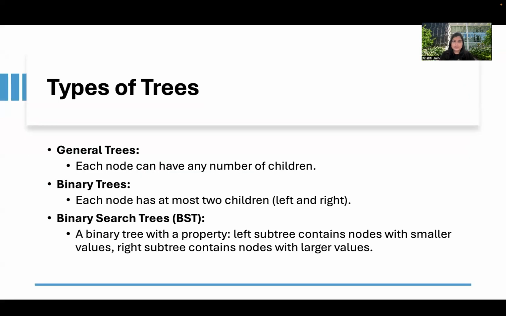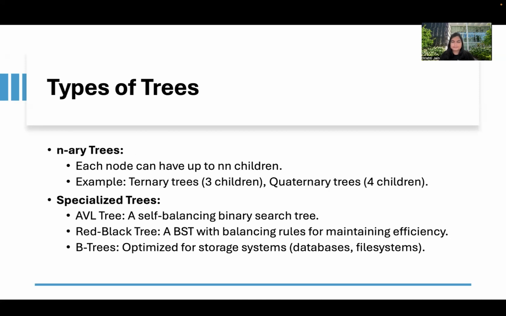The first is the general tree. Each node can have any number of children. Binary tree. Each node has at most 2 children, a left and a right. Binary search tree has a property that the left subtree contains nodes with smaller values and the right subtree contains nodes with larger values. The next type of tree is n-ary tree. Now, each node can have up to n children. Example, ternary trees, 3 children, quaternary trees, 4 children.